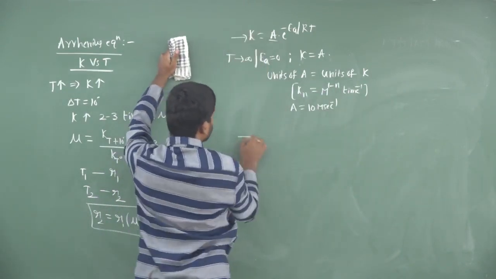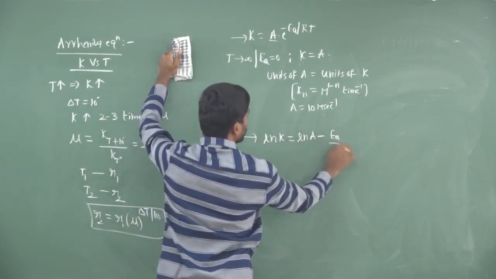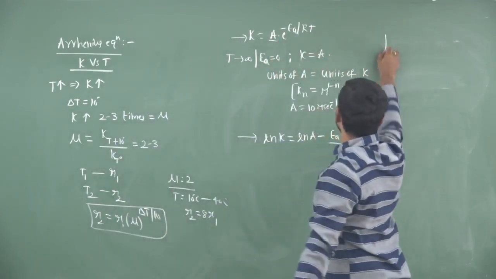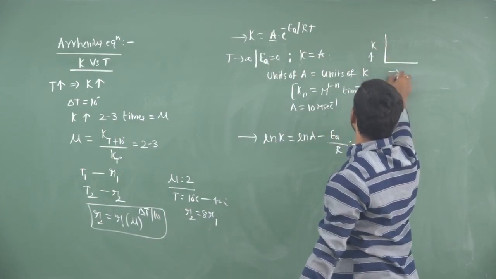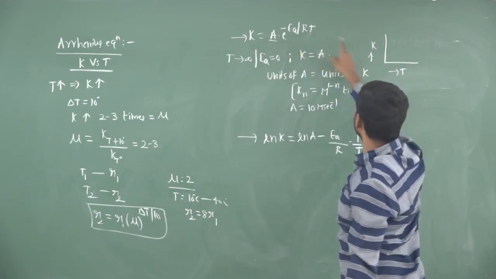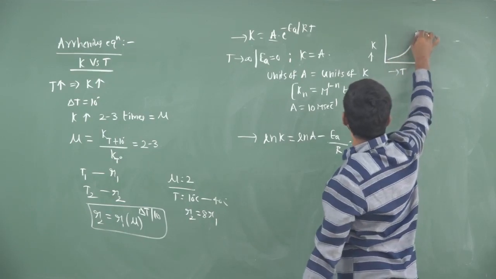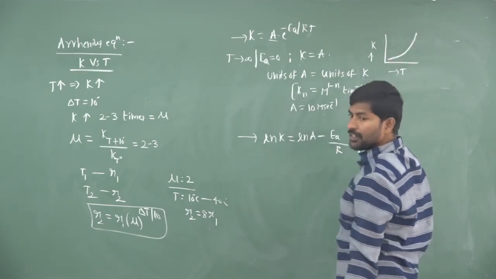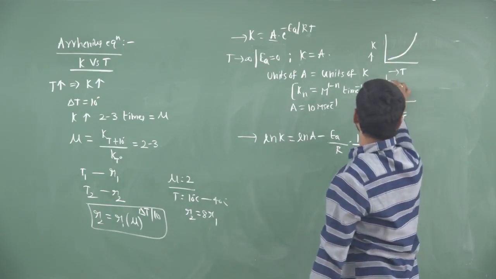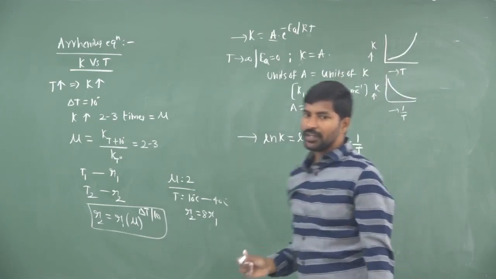Next, we can write this with respect to ln. ln K is equal to ln A minus Ea by R into 1 by T. From this, if you plot a graph between K and temperature, as temperature increases, K increases. Which type of increase? Exponential increase. Or if you plot a graph between K and 1 by T, we get an exponential decrease.